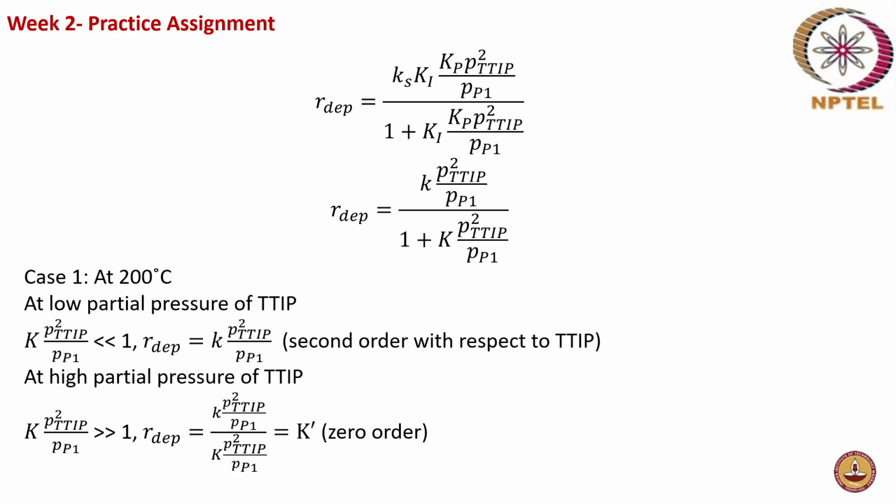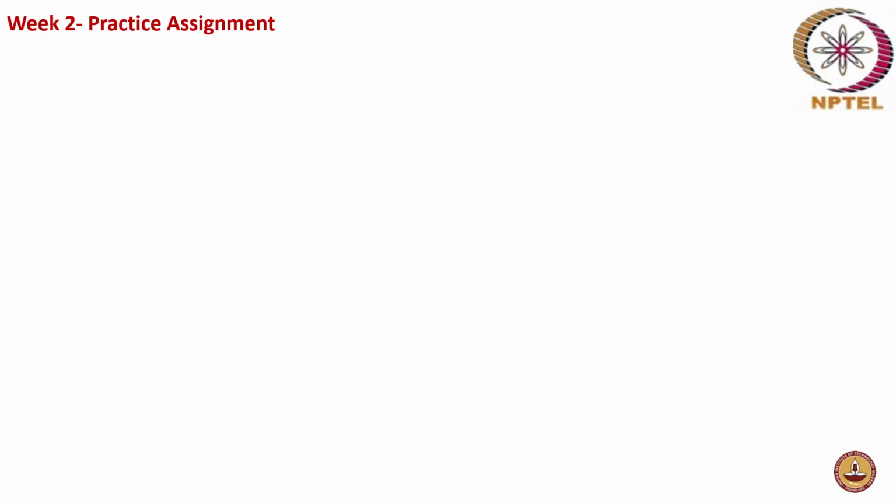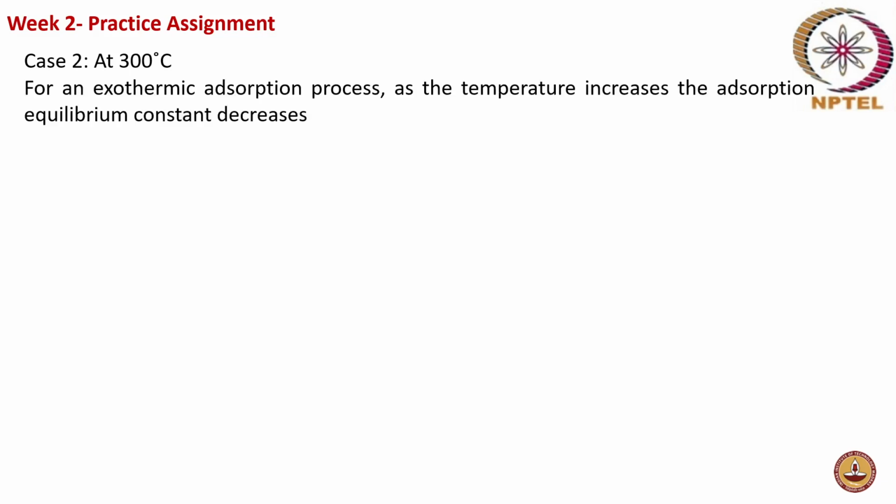Yes, ma'am. Okay. Now let us go into the case 2, where at 300 degrees centigrade, they have said that the expression for any partial pressure of TTIP becomes second order. How can you derive such a case based on the rate expression derived? So for this case, what happens is that for an exothermic adsorption process, as the temperature increases, the adsorption equilibrium constant decreases.